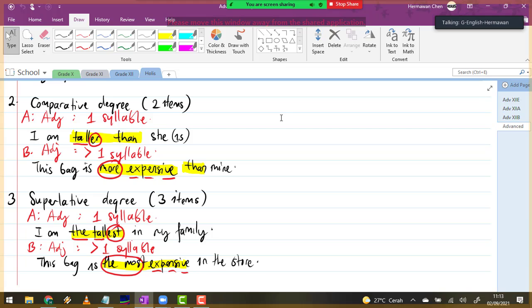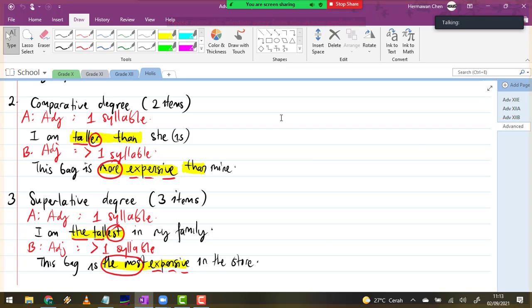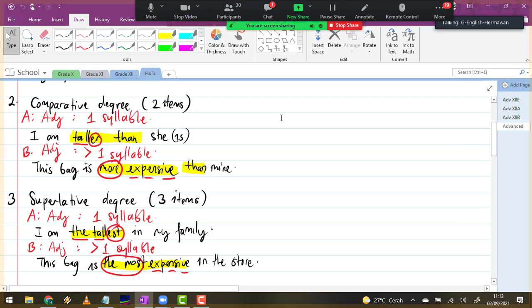B, this pattern is used to compare 2 items, but the adjective used is more than 1 syllable. Look at the adjective used. Expensive, 3 syllables. That's why we use more. The result becomes, this bag is more expensive than mine. We do not use ER with expensive because it's 3 syllables. We do not use more with tall because tall is 1 syllable.